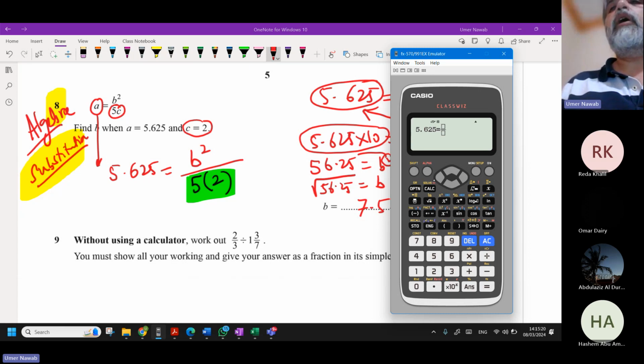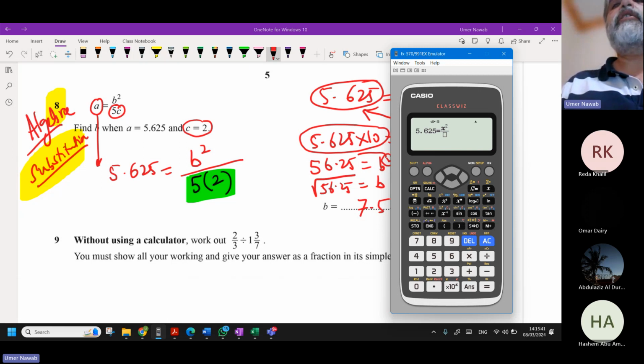B is unknown, so you cannot write B in the calculator. You can write only one variable, that is X. So I am assuming that my B is X. Press alpha, bracket close, X squared. So I'm asking my calculator, can you solve this equation for X? In fact, it is B for me, but the calculator will give me the value of X.